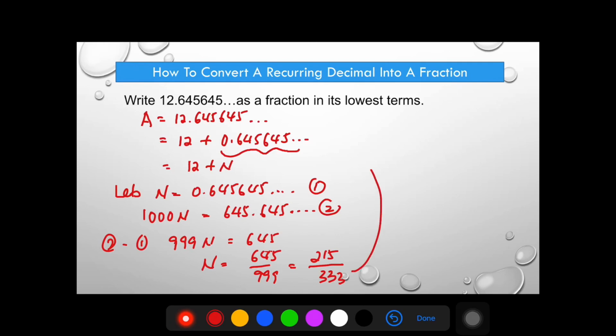And we put it back to A. A equals 12 plus 215 over 333, and finally we still have the same answer. Okay, that's all for today.